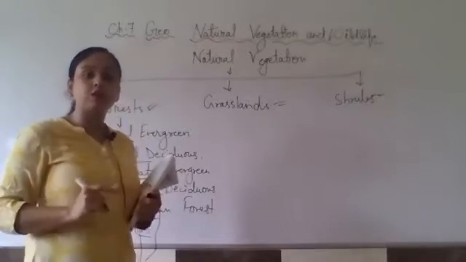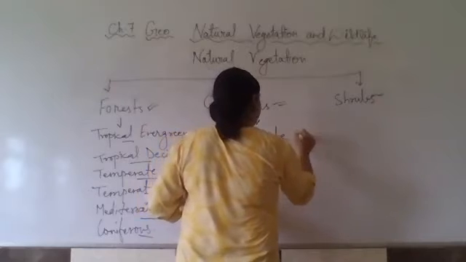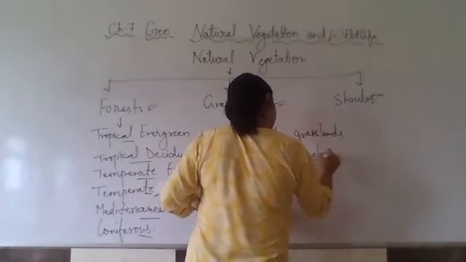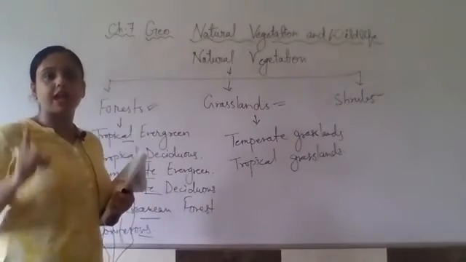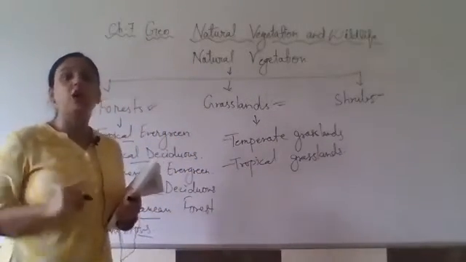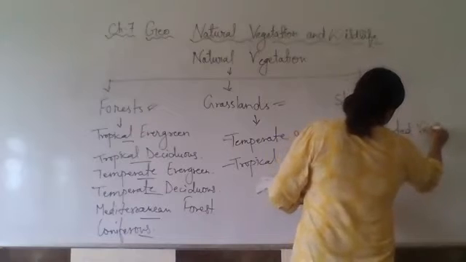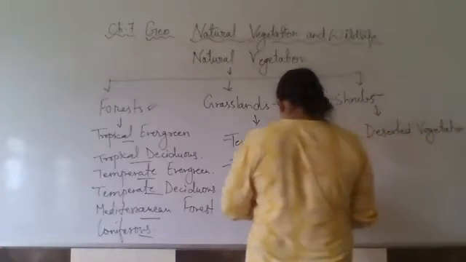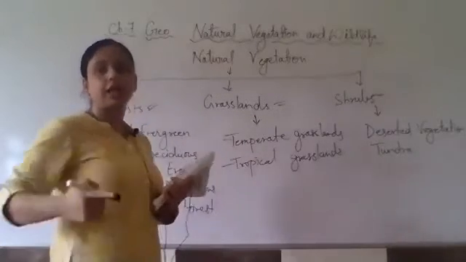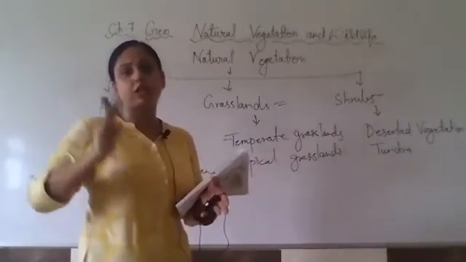Okay. Now grassland is also subdivided into 2 parts: temperate grasslands and tropical grasslands. So forest is divided into 6 subparts and grassland into 2 subdivisions. Then you have shrubs. Shrubs are also divided into 2 parts: desert vegetation and tundra vegetation. So this is the chart I am talking about in the homework. You need to explain the division of natural vegetation.